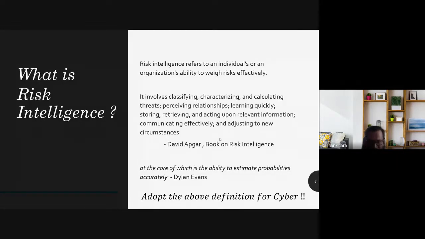At the core of this is the ability to estimate the probabilities very accurately, at least as closely as possible. That's another definition, by Dylan Evans, which communicates well. Now adapt this definition to cyber. We'll see some more examples down the line. Questions such as, should I patch this server? What is the estimated loss? Am I doing better than our peers in the industry, or should my organization invest more in cybersecurity? These are the questions that cyber risk intelligence should help answer for the decision makers.